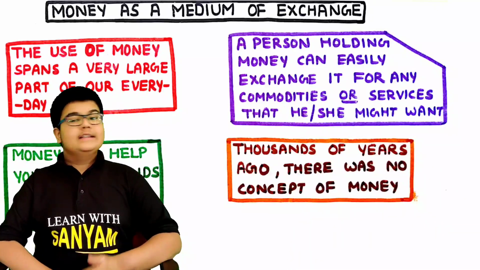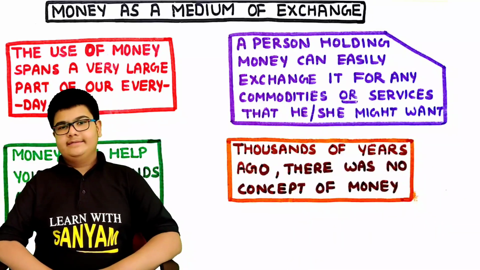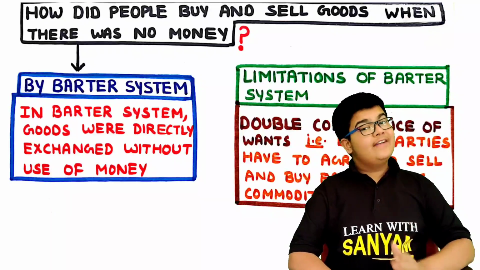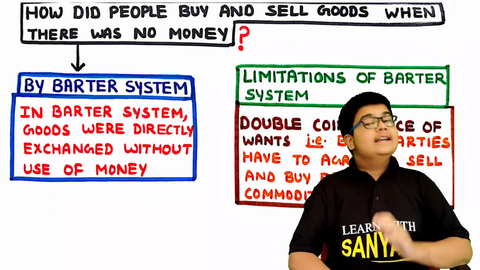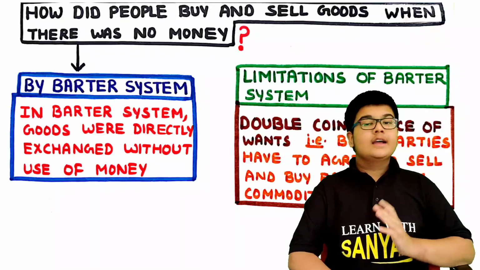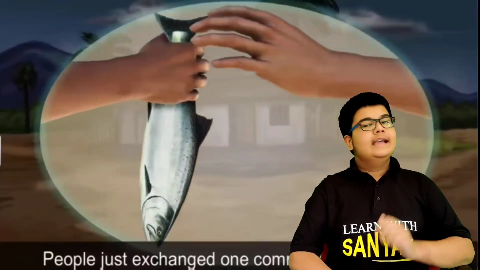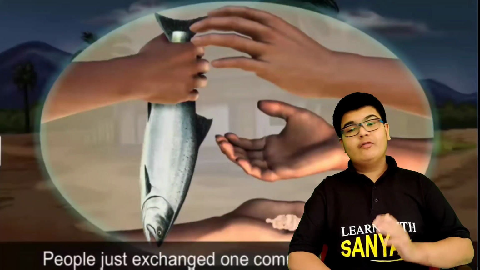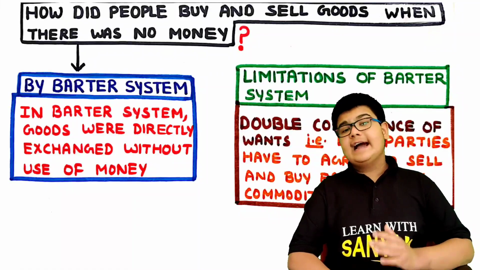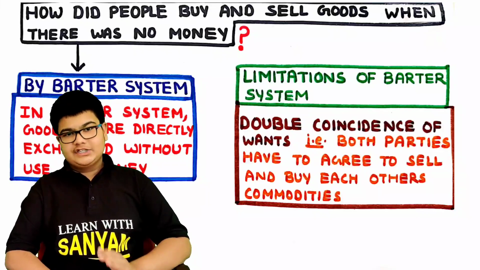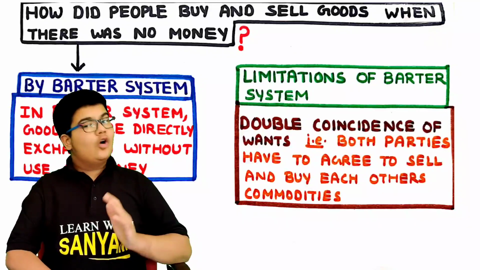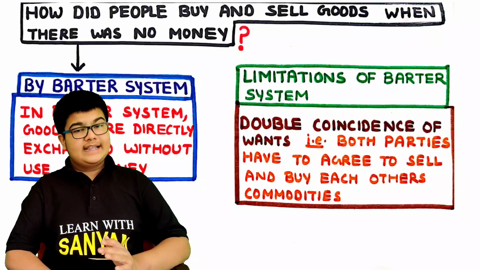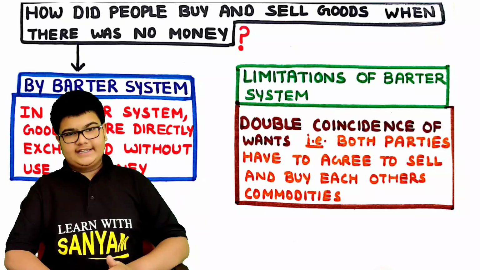Thousands of years ago, there was no concept of money. Then, how did people buy and sell goods when there was no money? This was done by a special system called the barter system. In this system, the goods were directly exchanged without the use of money. But this had many limitations, such as the double coincidence of wants. That is, both parties have to agree to sell and buy each other's commodities.